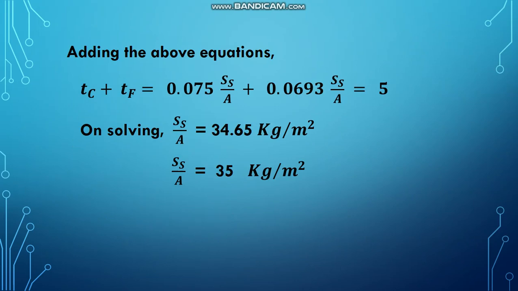Adding those two equations, Tc plus Tf is equal to 0.075 Ss by A plus 0.0693 Ss by A, which is equal to 5, as we already know Tc plus Tf is 5. Solving this equation for Ss by A, it becomes equal to 34.65 kg per meter square. So Ss by A is approximately 35 kg per meter square. The answer is 35 kg per meter square.